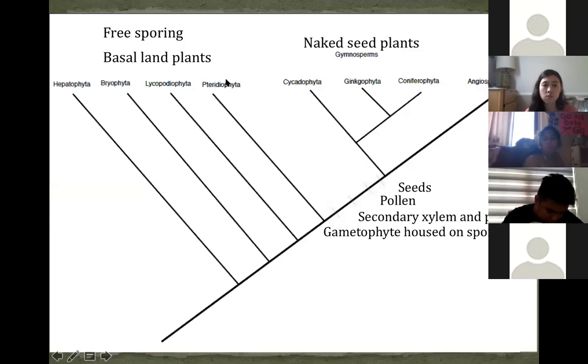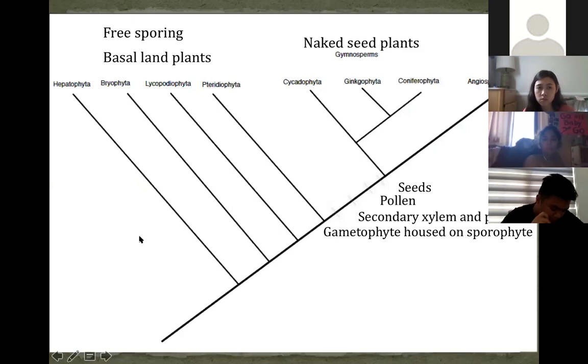So if we look at this phylogenetic tree right here, over here on the left, we have all of our basal land plants. That's what my cursor is on right now. And then over here on the right are the more derived groups. So right here, the naked seed plants or the gymnosperms is what we're going to be focusing on today. And then all the way on the right is what we're going to be focusing on next week, which is the angiosperms or the flowering plants. So this is what you guys are most likely more familiar with.